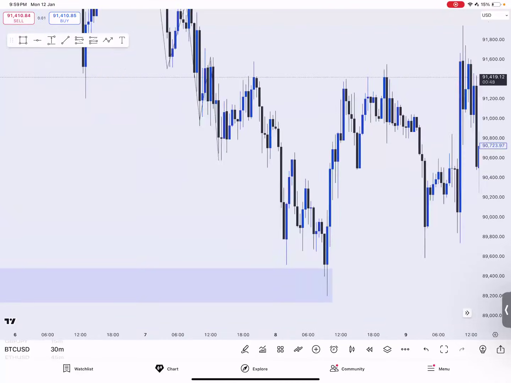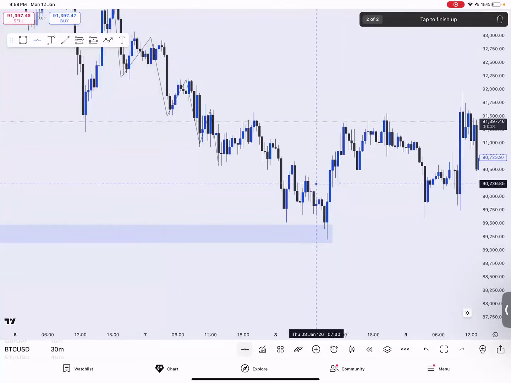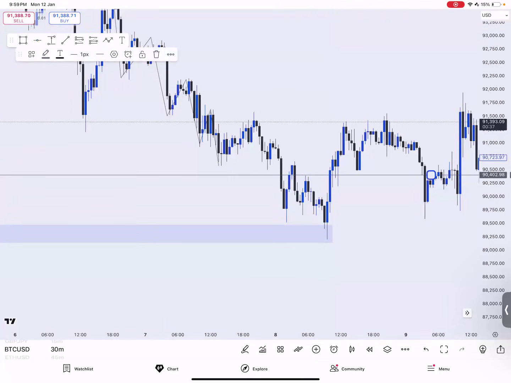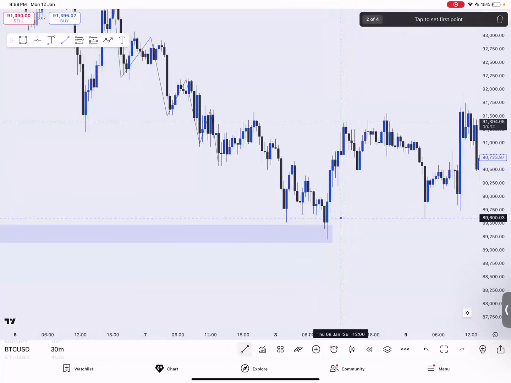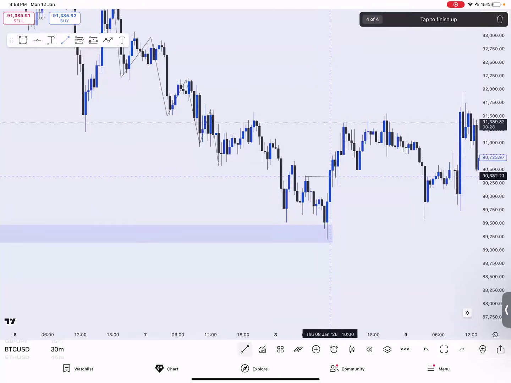So when price hit this zone, what did it do? Instead of pushing to the downside and continuing selling, what did it do? It took out the last high and closed above the high with what? A body candle. So I can mark this high, I can mark this high as well.